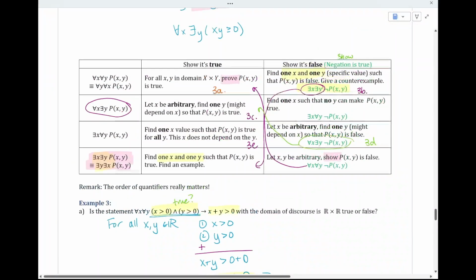3F is this one. This is one of the easier ones to prove. There exists, all you have to do is find one x and one y, such that this works.